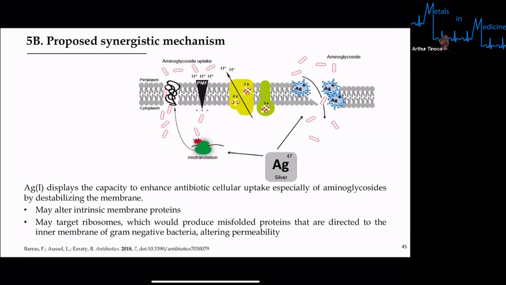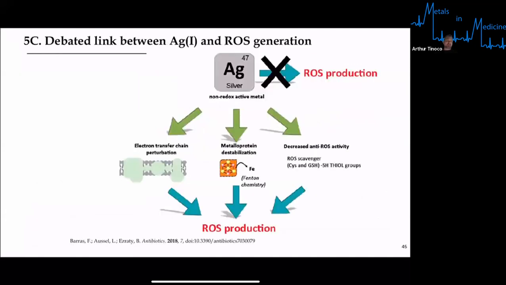But it's also believed that the silver, once it enters the bacteria, has a capacity of altering intrinsic membrane proteins and may target ribosomes, which will produce misfolded proteins that are directed to the inner membrane of gram-negative bacteria, also altering permeability. So these are ways in which the silver can destabilize the membrane and allow for a greater uptake of the actual antibiotic. From this perspective, it's not necessarily something to do with coordination chemistry, but simply how the silver might allow this type of compound to be active.